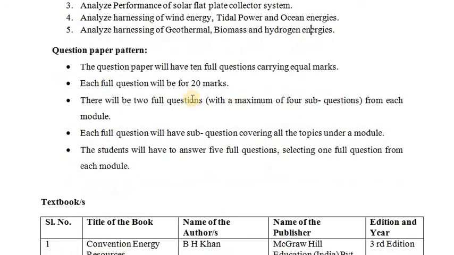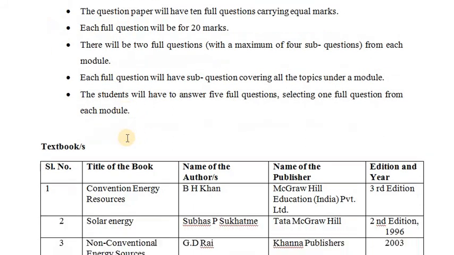Next, the question paper pattern of this subject. As I told, it contains 5 modules. From each module you will get 2 questions of 20 marks each, and you can attempt 1 question from each module of your choice. Each question also has sub-questions. This is the final examination question paper pattern.